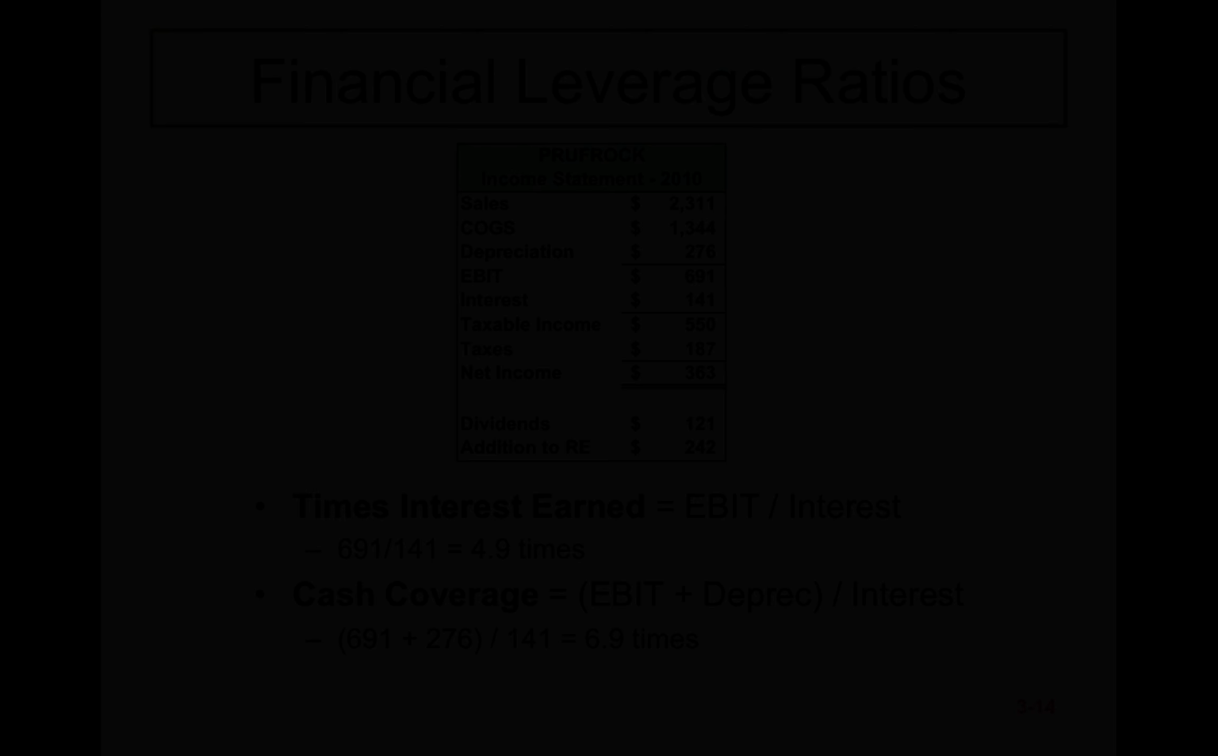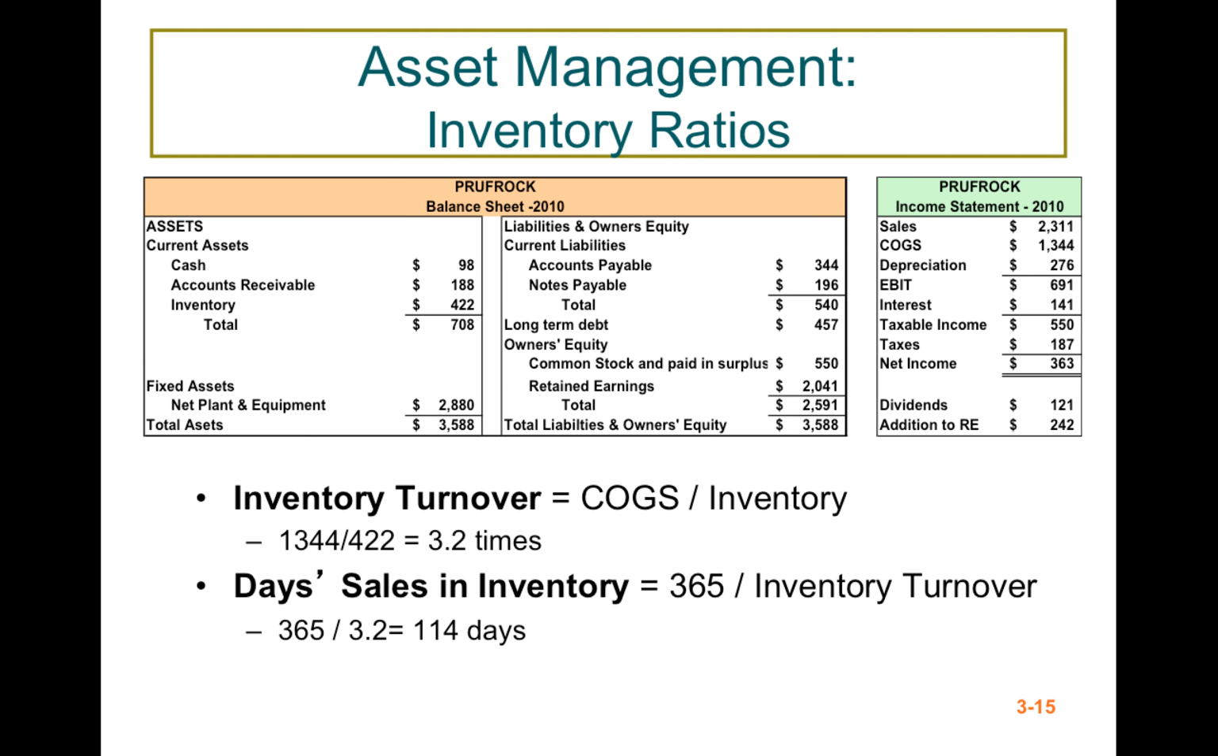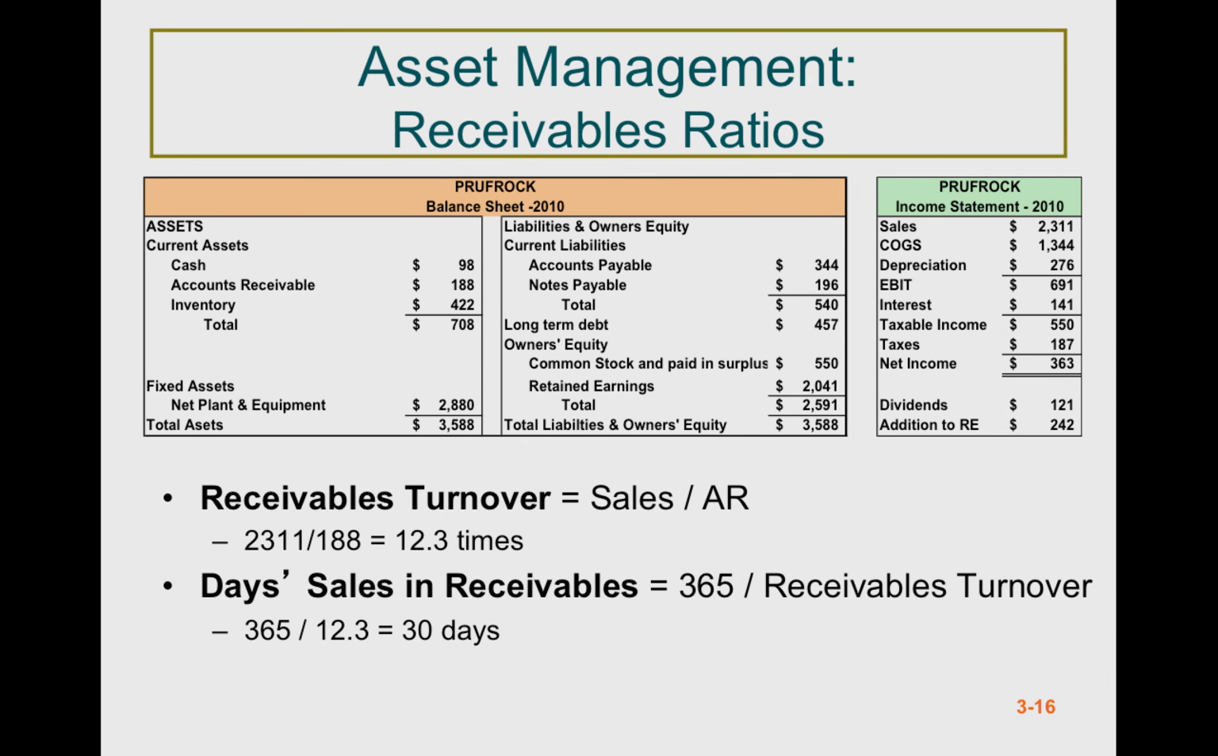So we've looked at two now. Let's look at the third one, the asset management type ratios. Here we're looking at inventory. Asset management ratios are also called asset utilization ratios, and really they're measuring how well a firm is using its assets to generate sales. Inventory turnover is a good one. Cost of goods sold over inventory is the ratio there. The higher the better. Days sales in inventory, the lower the better. As you can see here, that's 365 over your inventory turnover.